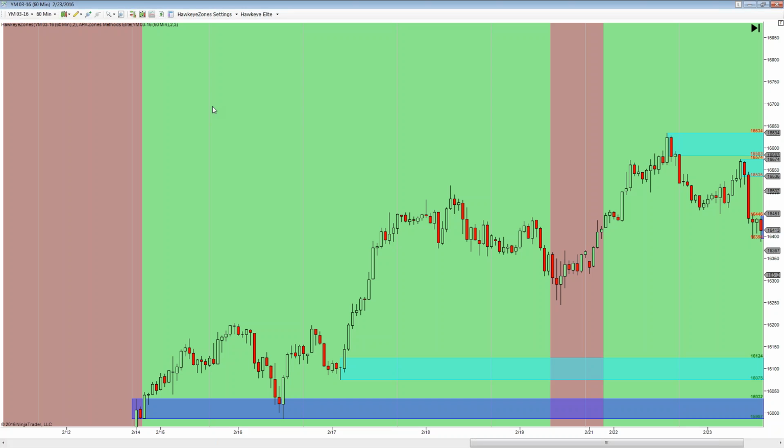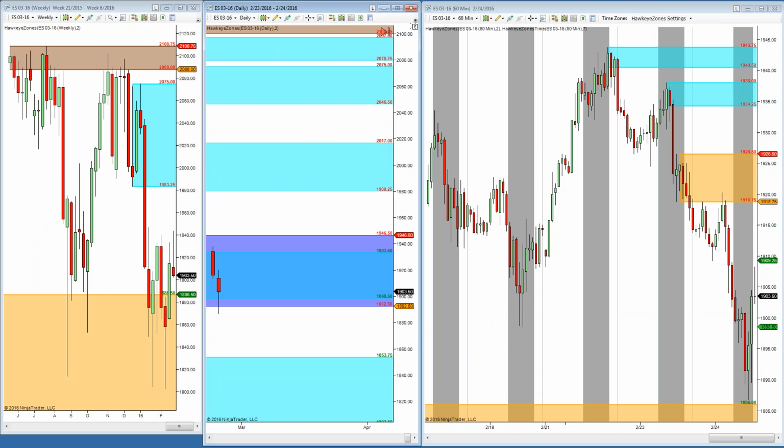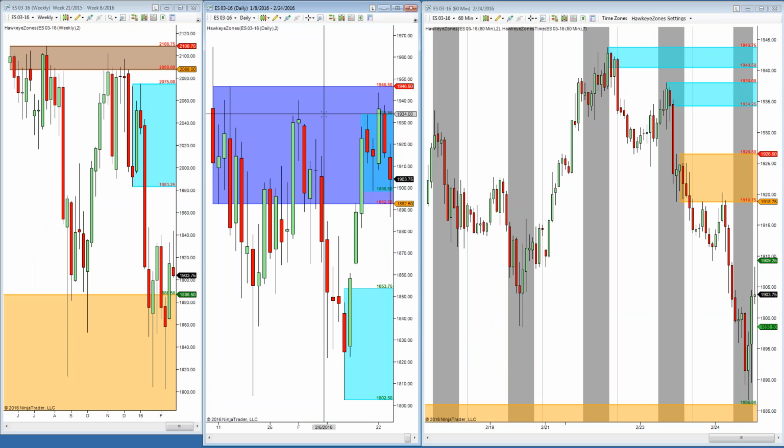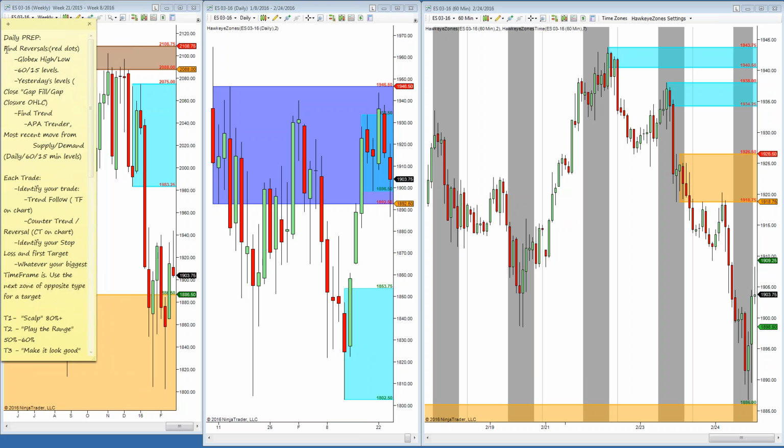I have a few good rules that you can use. First off, I'm all about taking something very subjective and turning it into something very objective. That's the number one rule I have. As far as my personal criteria goes, I'm just going to give you my daily prep. First off, we're going to find the bigger time frame levels. We're going to identify where we see reversal areas happen.